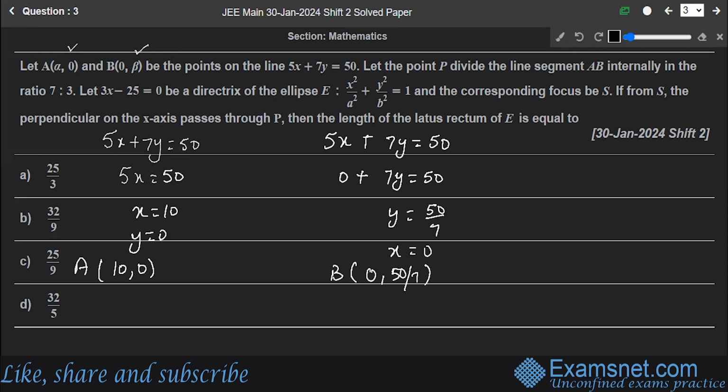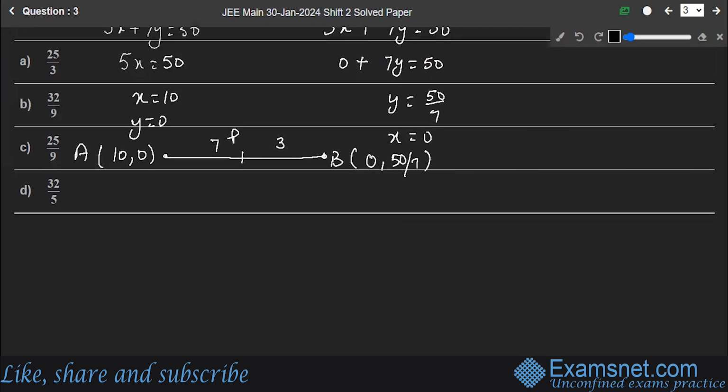Okay, now it's given that this is the line AB. These are the coordinates. There is a point P which divides the line in the ratio 7:3. Let's find out the coordinates of P. Now P will be given by (7 into 0 plus 3 into 10) upon (7 plus 3), comma (7 into 50 upon 7 plus 3 into 0) upon 10. So these coordinates will be 3 comma 5. This is your P. Hope you're clear till here.